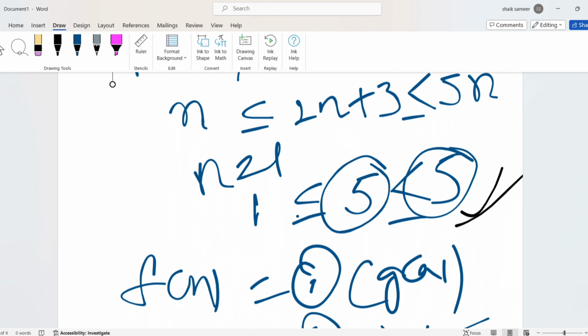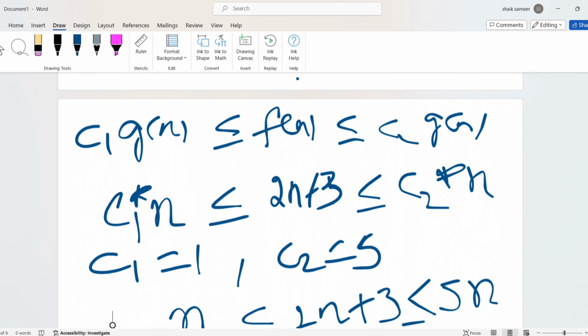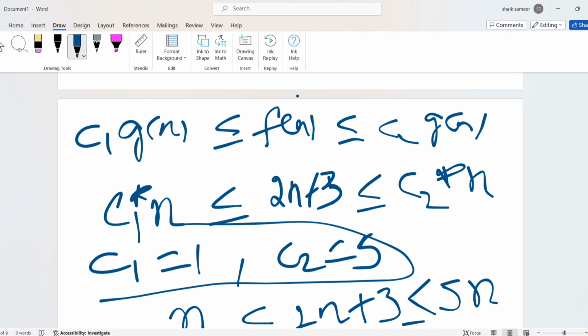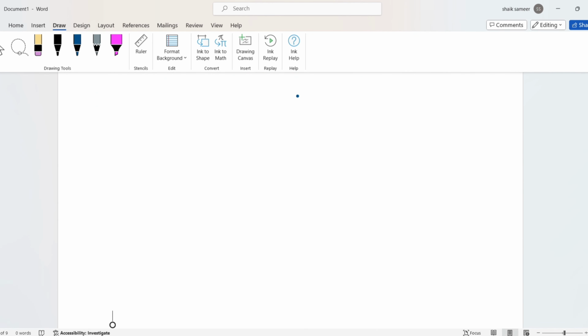Why did I take directly c1 equal to 1 and c2 equal to 5 without trial and error? You can solve by using trial and error also. In the introduction, while teaching the big theta notation, I told you that the big theta notation is a combination of both upper and lower bound. We will discuss that here.